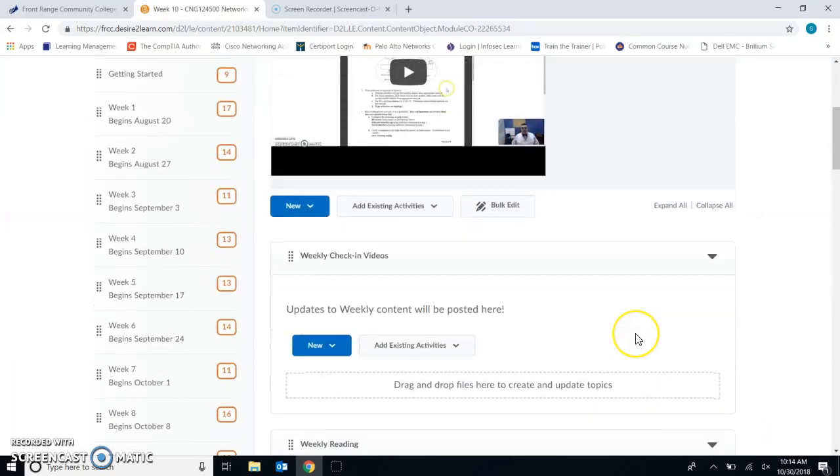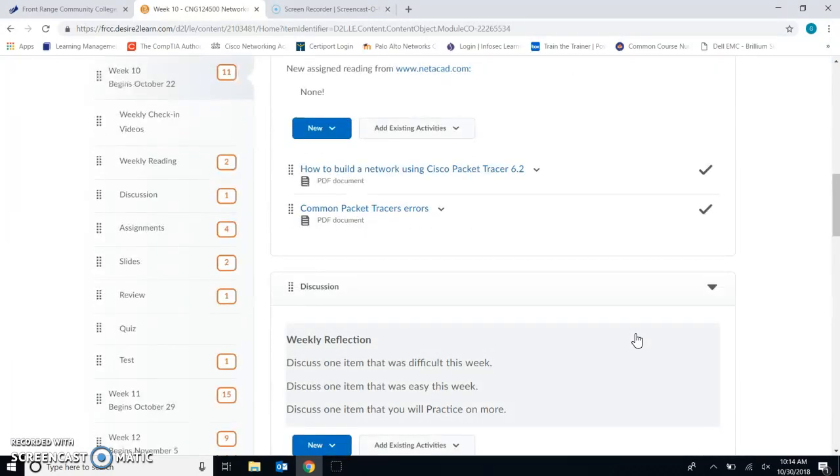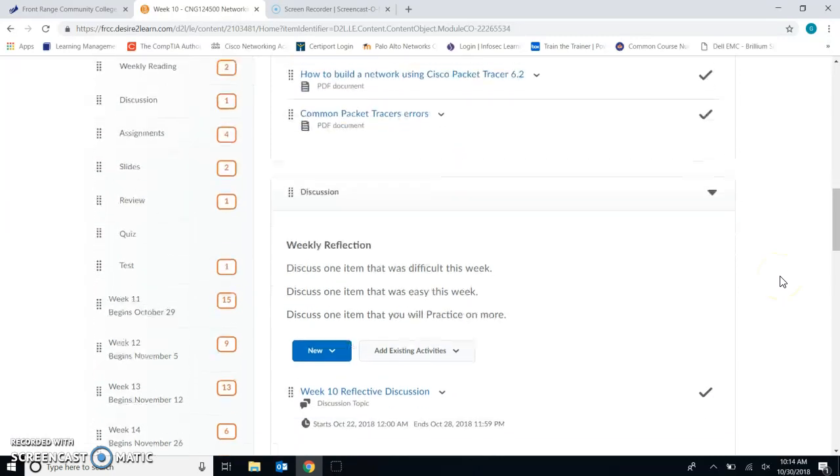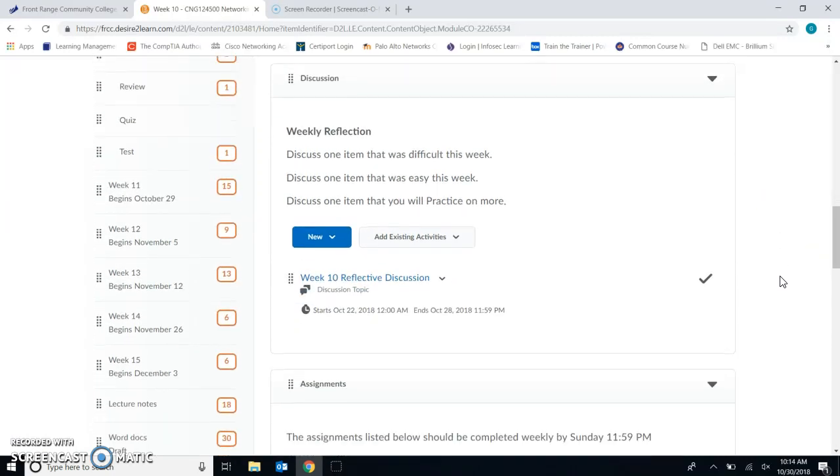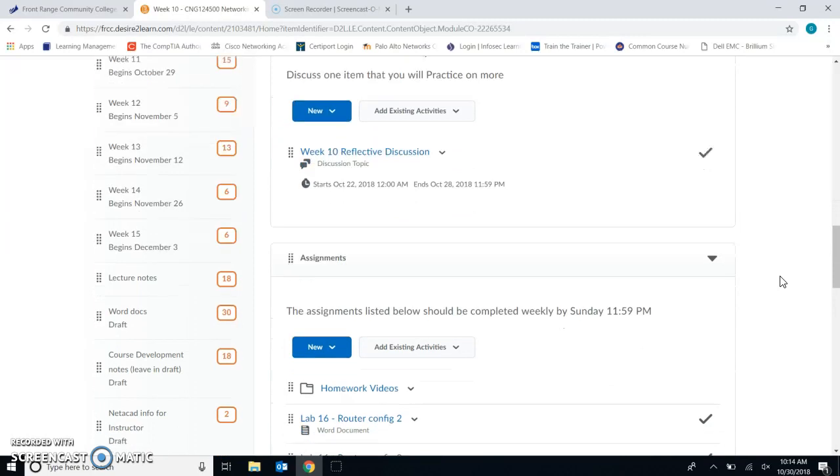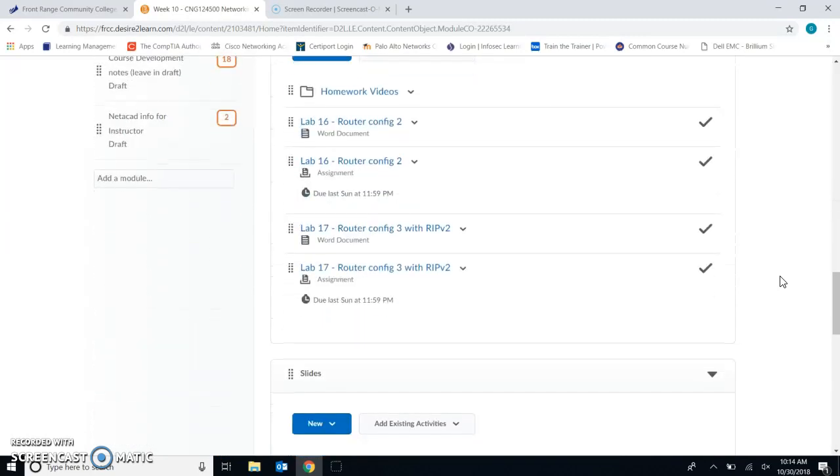If we go down to notes, how to build a network using Cisco Packet Tracer 6.2, which we're really on 7 now. But it's the same concepts where we're using the 1941 router, we're using the 2960 switch, we're using a PC, all the same concepts.